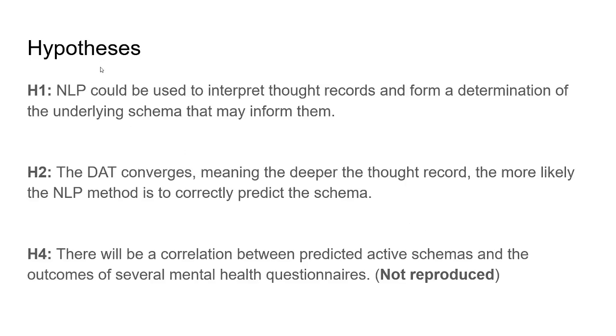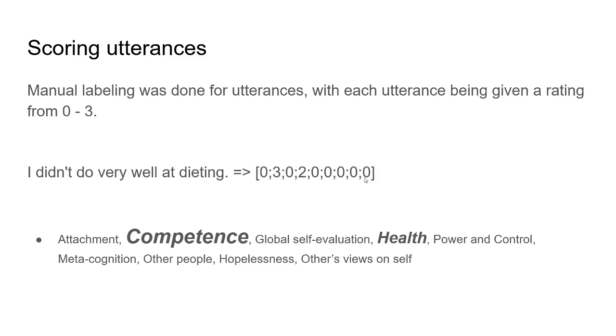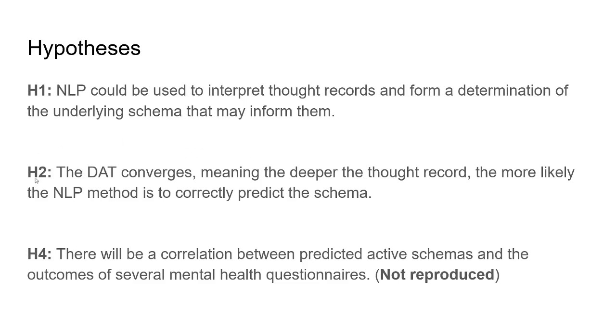And so the first hypothesis is that natural language processing could be used to interpret thought records and form a determination of the underlying schema. So that we could use machine learning to generate what would essentially be a manual labeling task to associate an utterance with these schemas. And then the second hypothesis is that the downward arrow technique converges, meaning that the deeper the thought record goes, the more likely the method is to correctly predict the schema. So the deeper a thought record, presumably the more accurate the model would be.